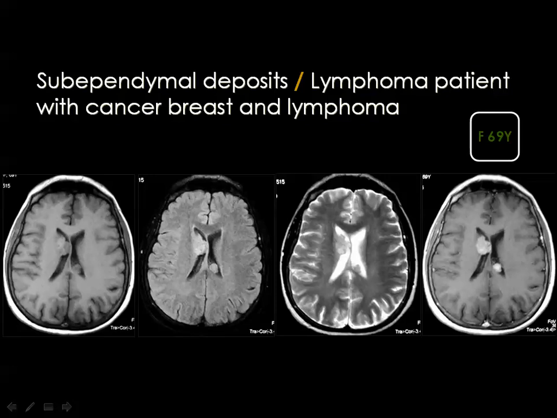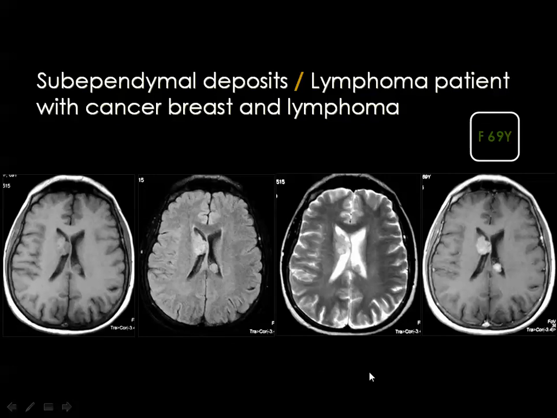Then you look at this case, this female patient is known to have breast cancer. Then in the T1 weighted image, you can see nodules in the wall of the ventricle, and these nodules have shown homogeneous enhancement. This patient had double primary. It has breast cancer and is known also to have lymphoma.